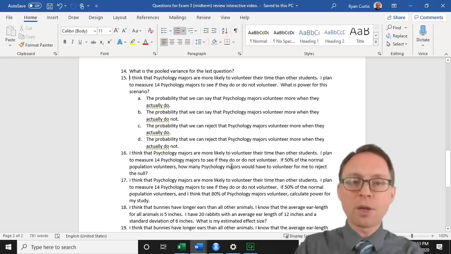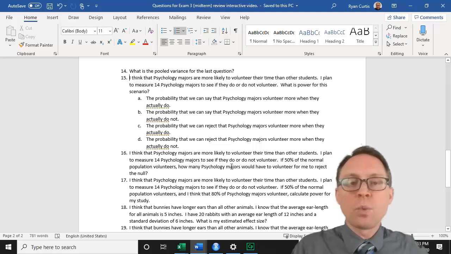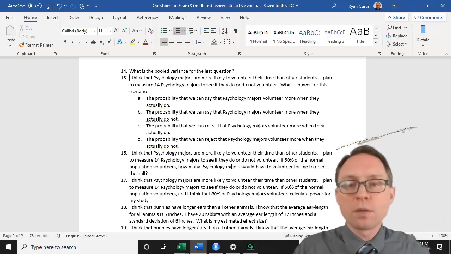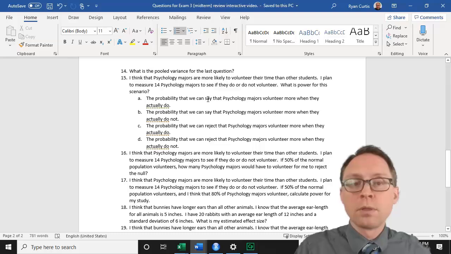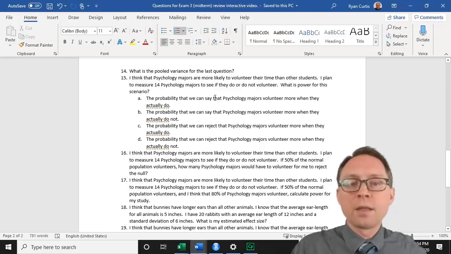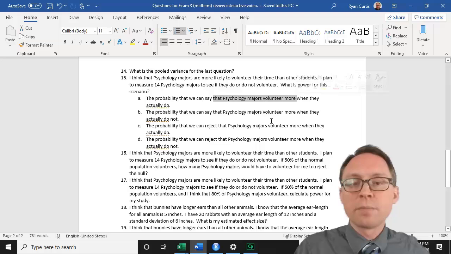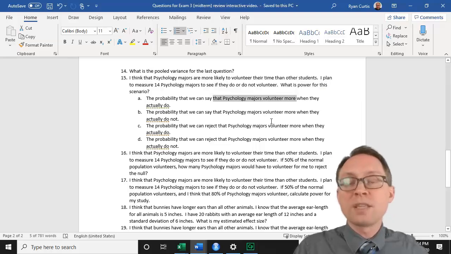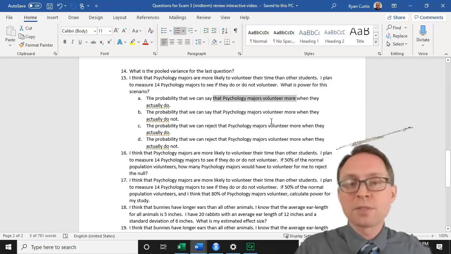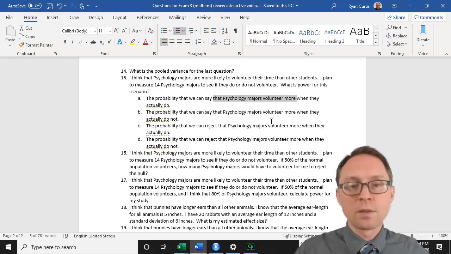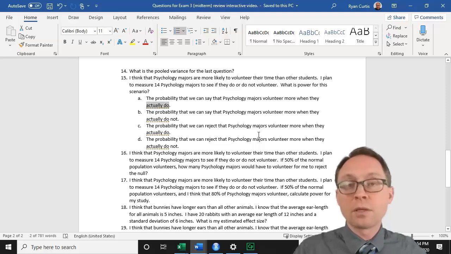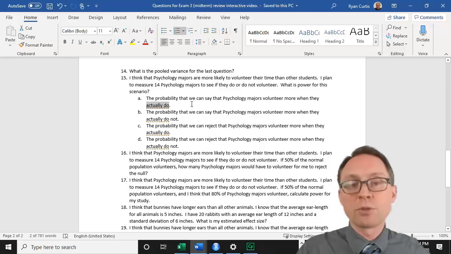So power is the probability that we can say that psychology majors volunteer more when they actually do. So if we say that psychology majors volunteer more, then we are rejecting the null hypothesis. The null hypothesis is that they don't volunteer more. If we say that they do volunteer more, we're rejecting the null. When they actually do, that means that the null is false. So rejecting the null when the null is false, that's power. The probability of being able to reject the null when the null is false is power.